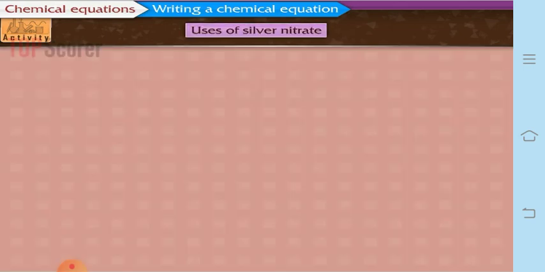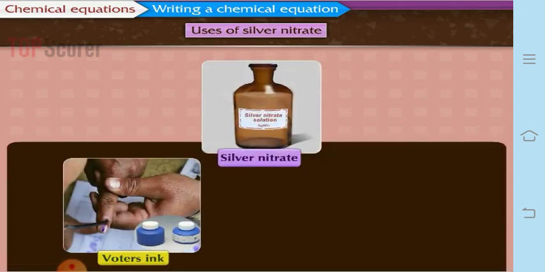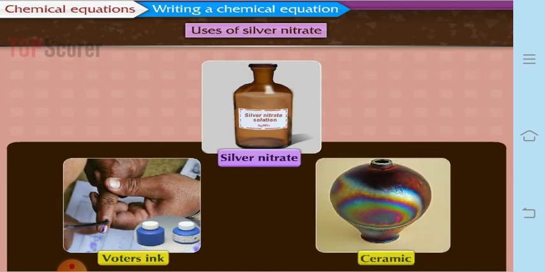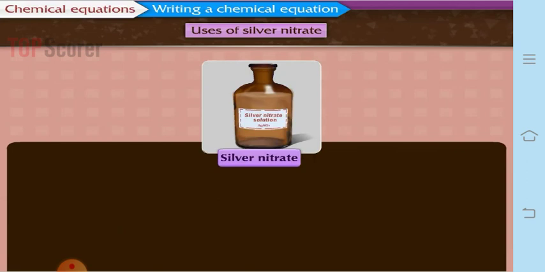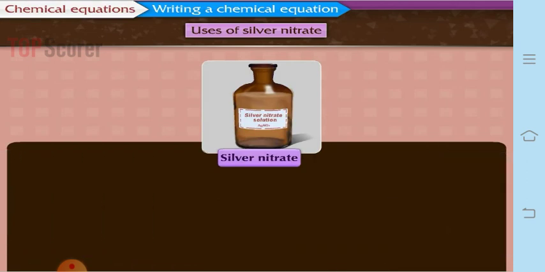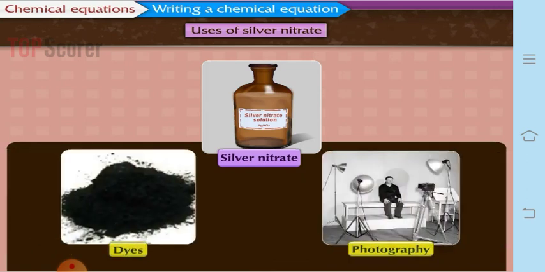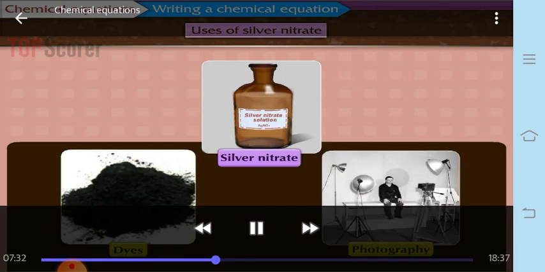So now let us know about the uses of silver nitrate. Silver nitrate is used in washable ink. Also, it is used to give colors to ceramic tiles. It is also used in the manufacture of explosives, and also it is used in photography as well as in the preparation of dyes.